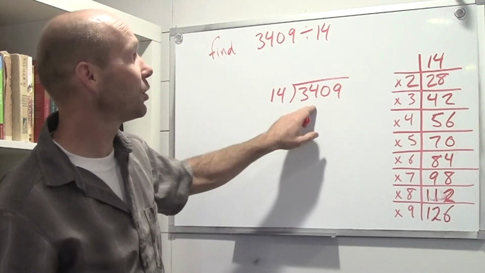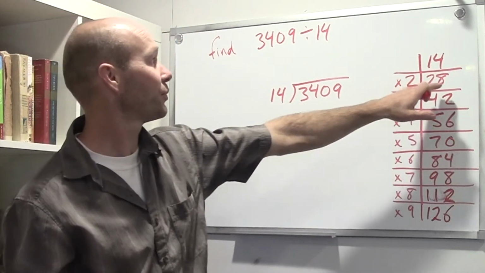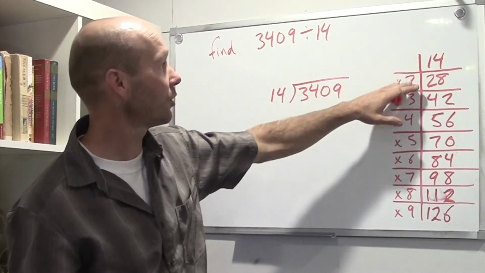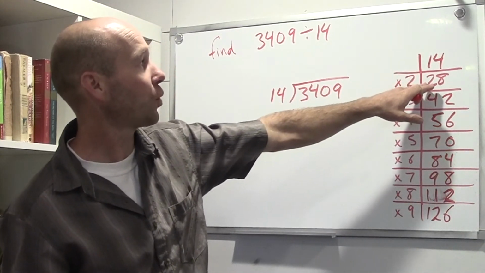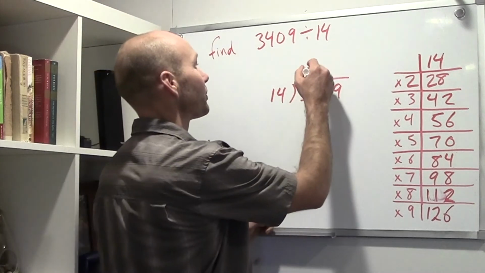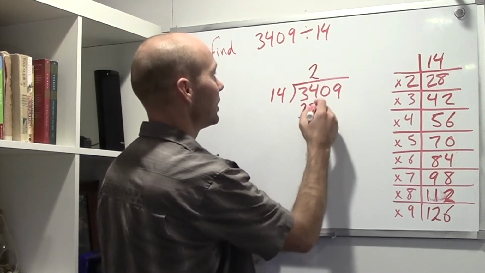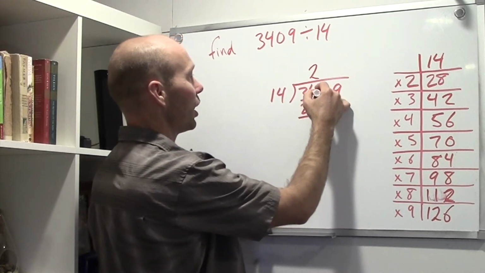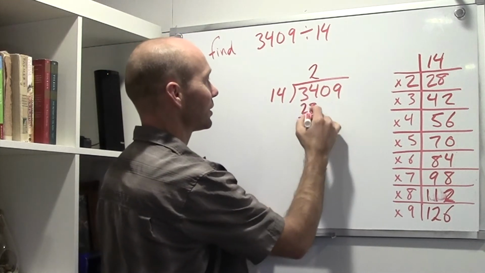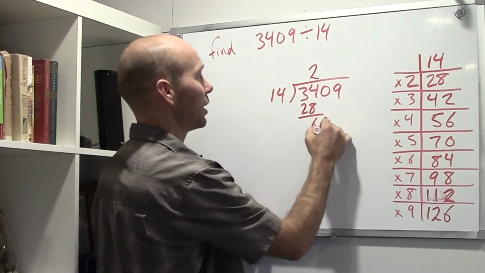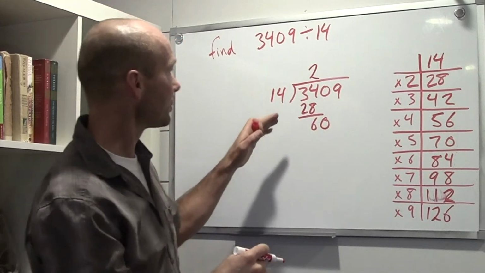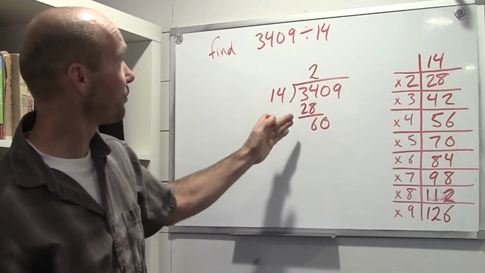start. 14 goes into 34 how many times? Well, the closest number to 34 is 28. So 2 times. 2 times 14 is 28. And I'm going to get 34 minus 28 is 6. And I'm going to bring down my 0, because I took away from the 3 there.